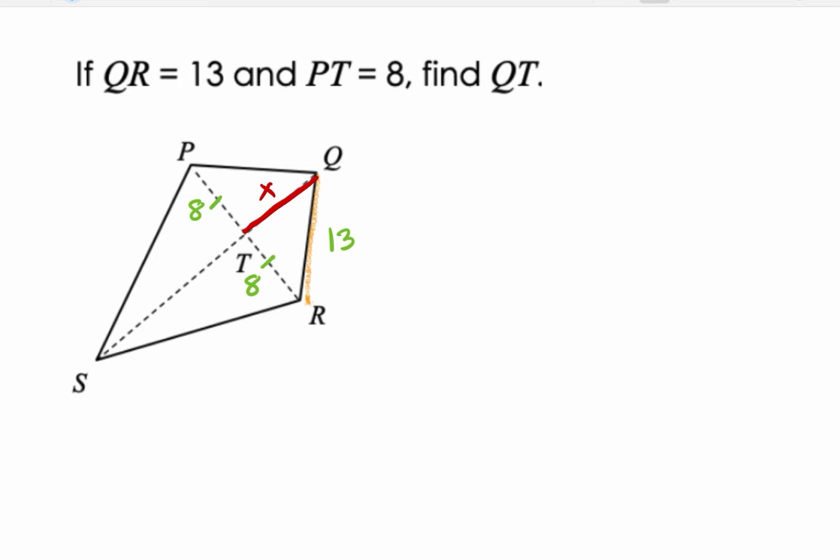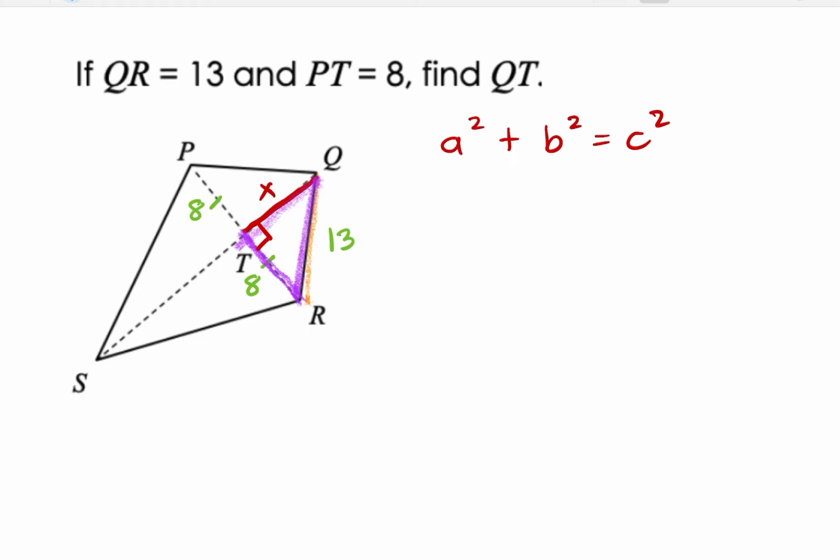Let's focus on one triangle so we know exactly what we're looking for. Let me highlight it with purple. So this triangle right here. Since this triangle is a right triangle, we can use the Pythagorean theorem, a squared plus b squared equals c squared.